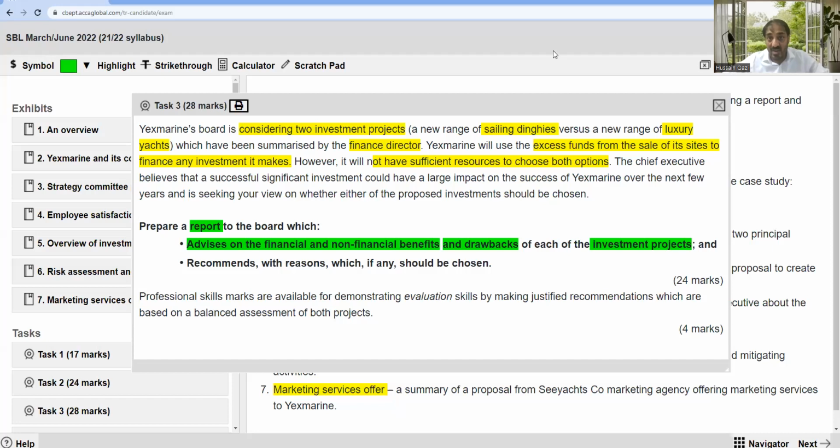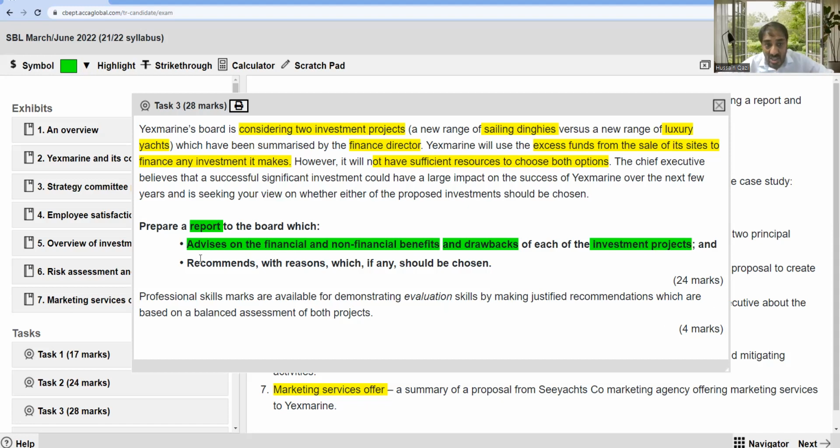Clearly understand the requirement. Number 1, the key point: clearly understand the requirement and design your answer according to the requirement. If you draft your answer according to the requirement, once you understand the requirement clearly, then it will be easy for you to catch all the marks in the examination, for the SBL exam or whatever the professional exams, even for SBR, AFM.